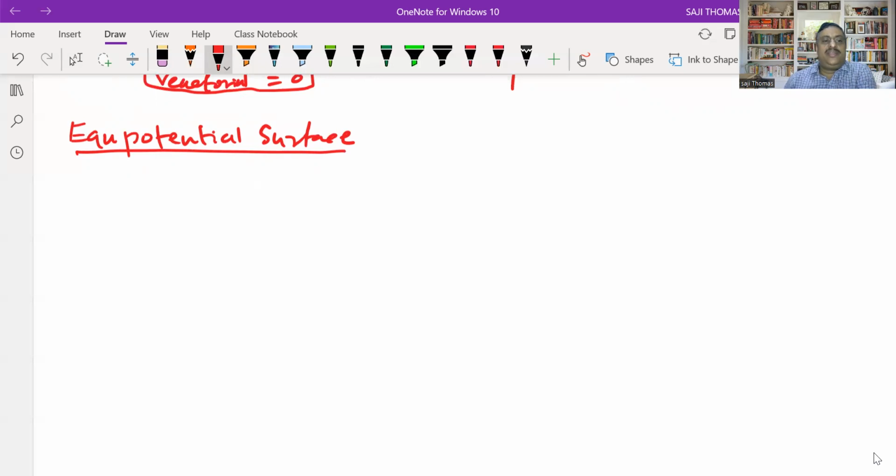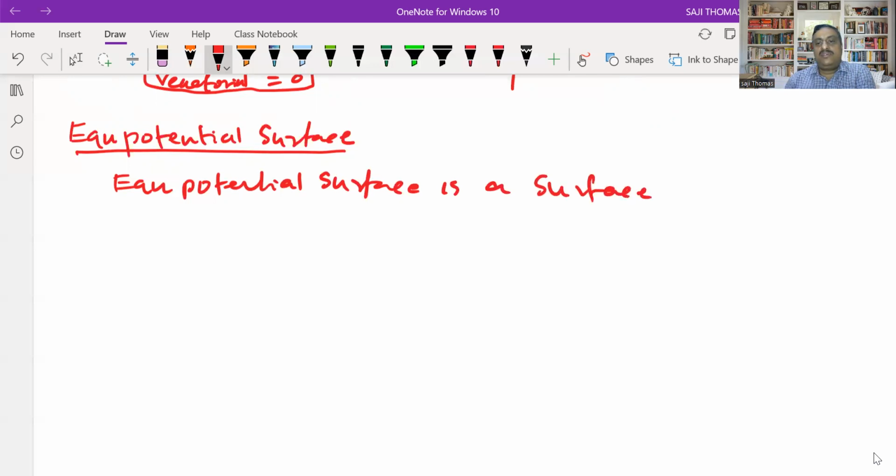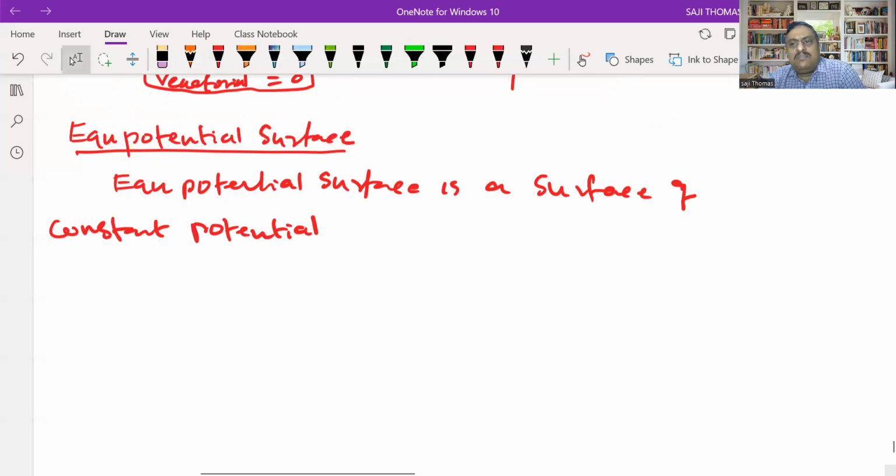So equipotential surface is a surface of constant potential. So on an equipotential surface, there is no potential difference. Potential is same everywhere. Now, what is an example?